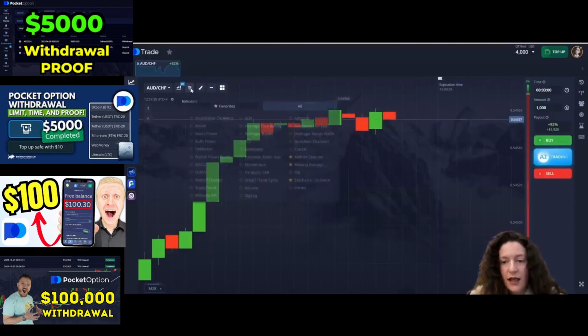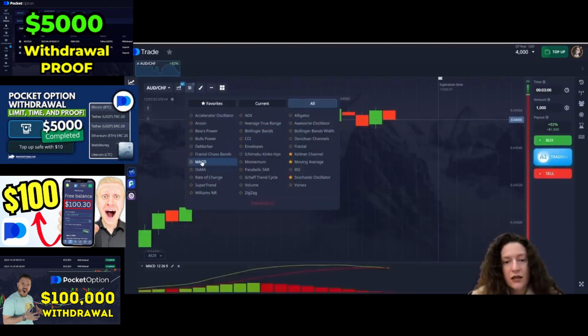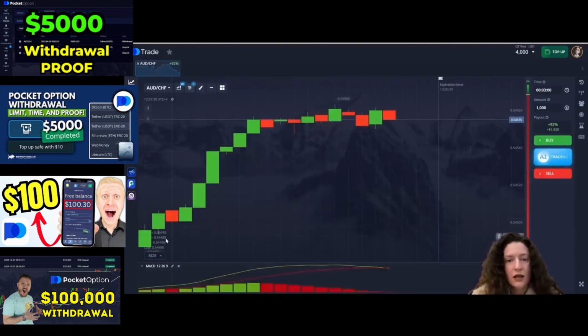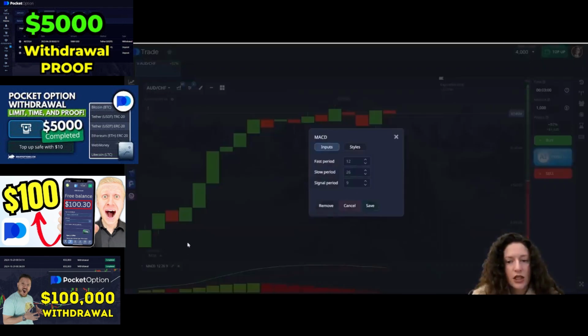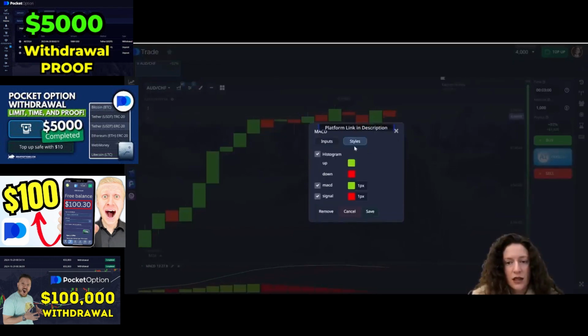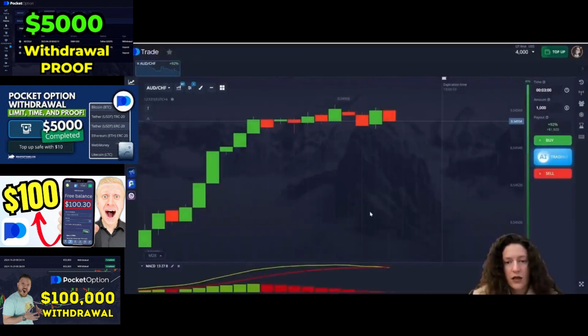First, I set the MACD indicators. Let's change the periods to 13, 27, and 8. I leave the colors as they are, just thicken the lines and save.